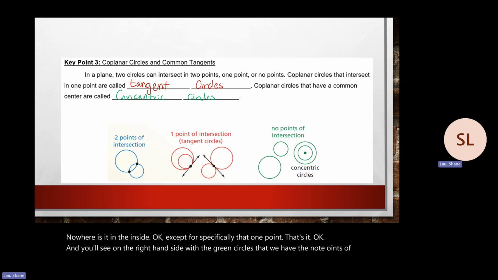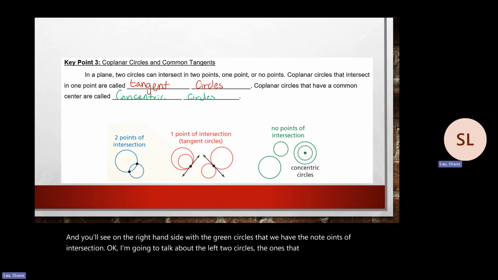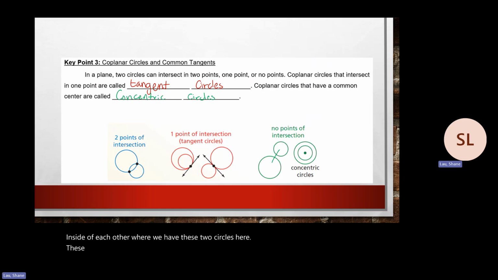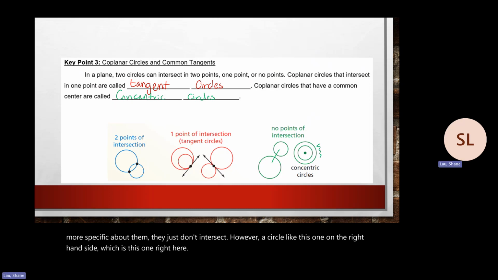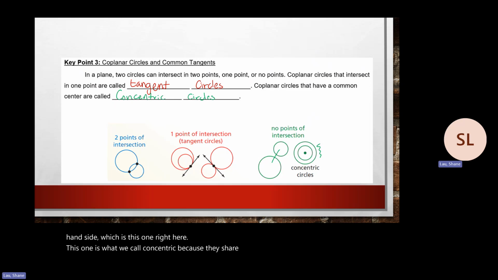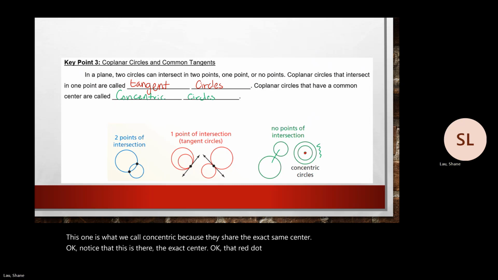And you'll see on the right-hand side with the green circles that we have no points of intersection. I'm going to talk about the left two circles, the ones that are definitely not inside of each other, where we have these two circles here. These are just regular circles that do not intersect. Nothing super cool or specific about them. They just don't intersect. However, a circle like this one on the right-hand side, this one right here, is what we call concentric because they share the exact same center. Notice that this is the exact center, that red dot there.